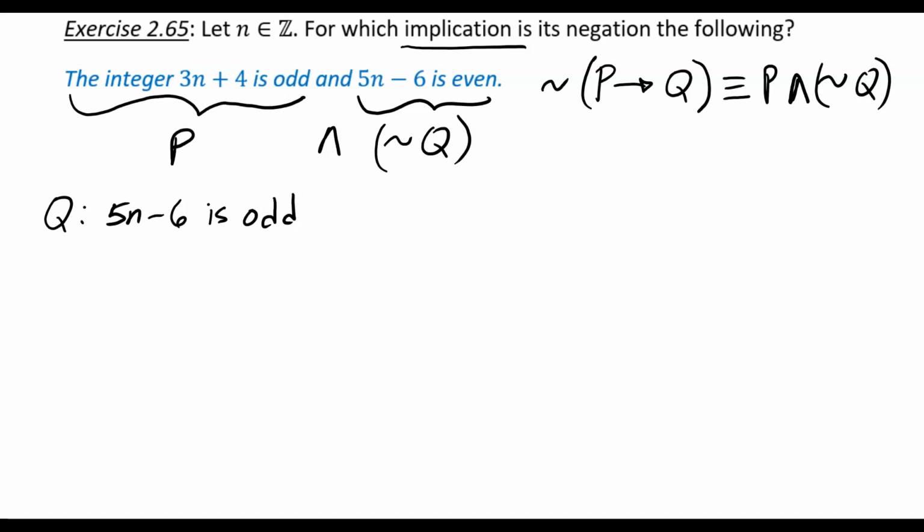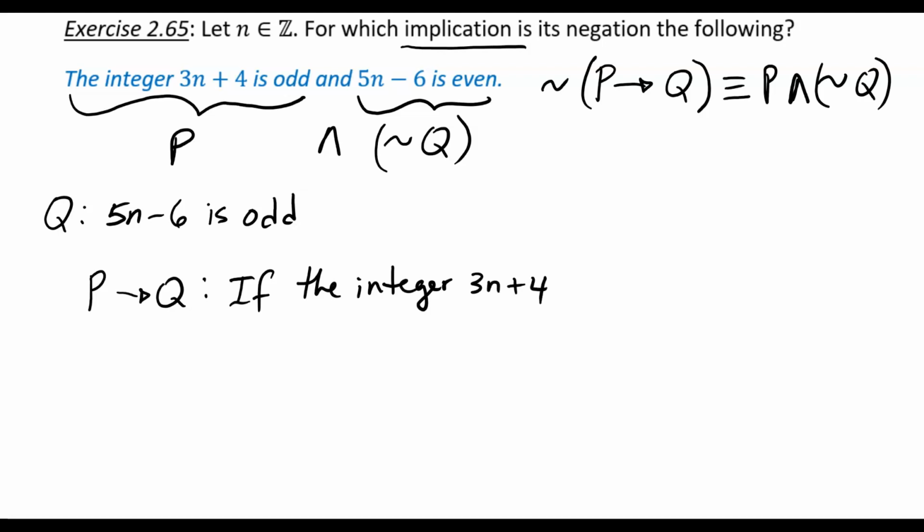So if I want to find the implication statement that this is the negation of, it's going to be P implies Q, and that statement is: if the integer 3n plus 4 is odd, then 5n minus 6 is odd.